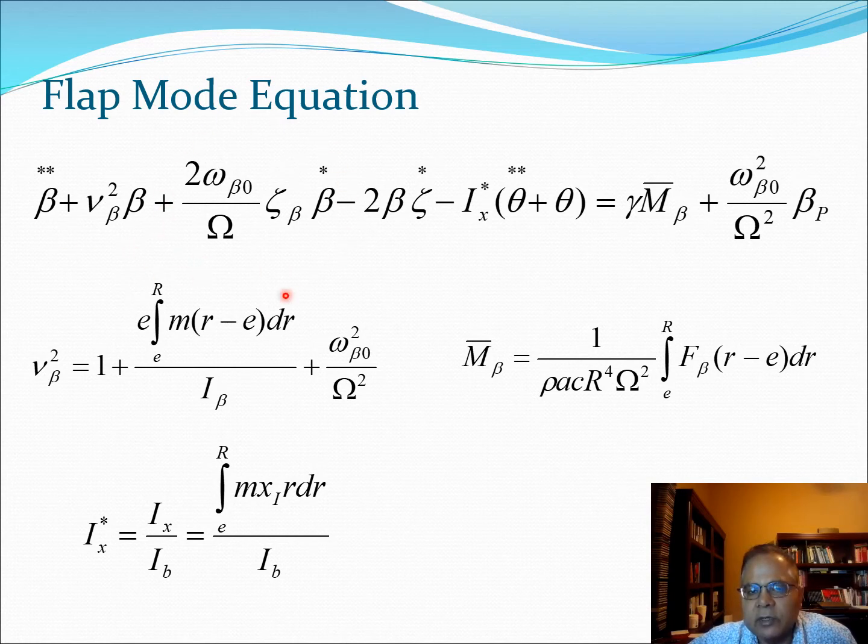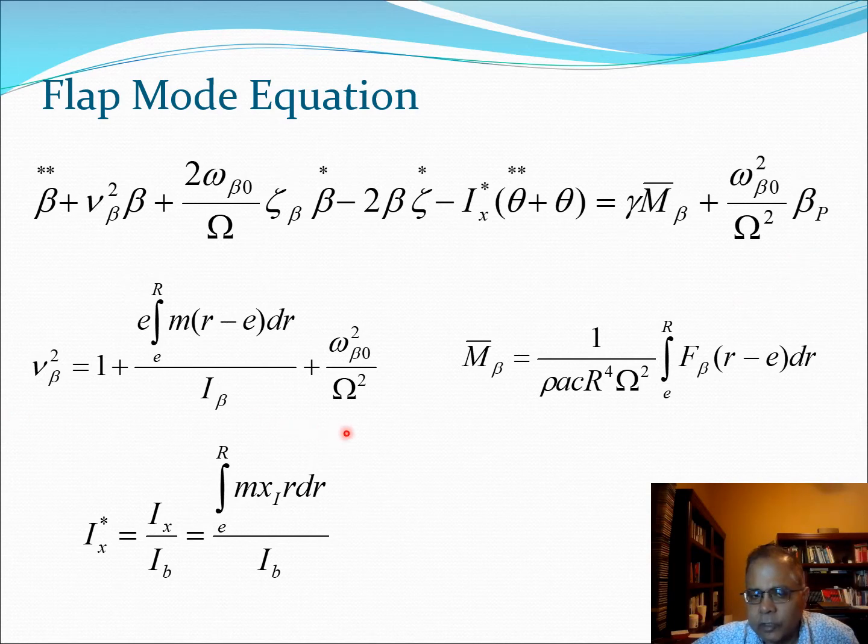Now this is a damping term which we introduced. This zeta star term is a Coriolis term, and these Ix star terms are due to the pitch flap coupling. On the right hand side there is a moment coming from the fluid mechanics forces, and also there is a beta p term which is the spring force term thrown to the right hand side.